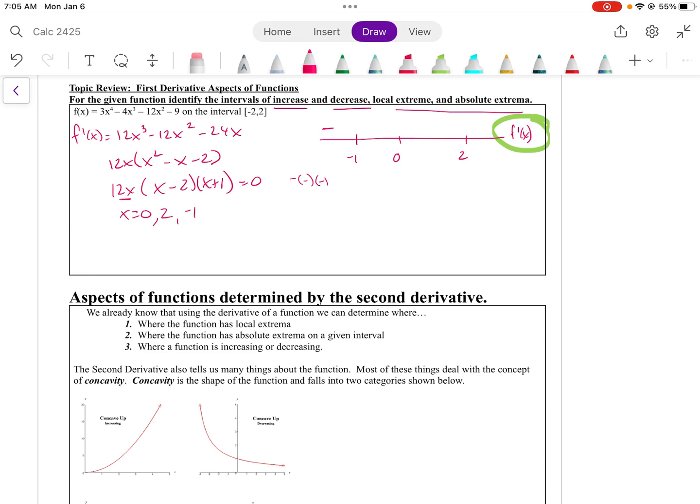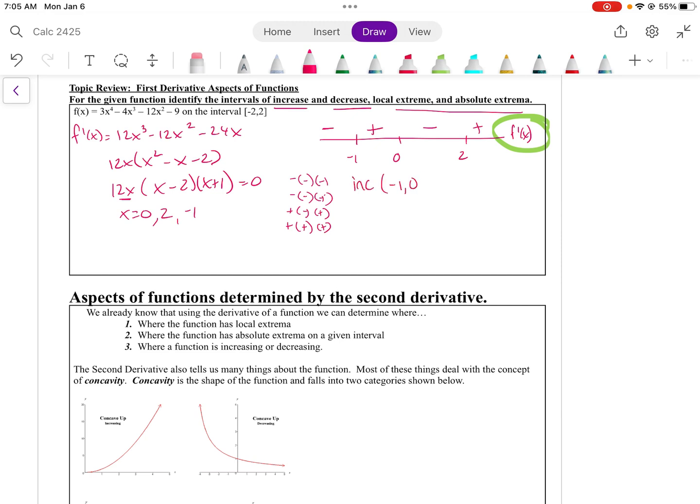Then I'm going to plug in like negative a half. The first term will be negative. The second term, if I plug in negative a half, will be negative. And the third term, if I plug in negative a half, will actually be positive. So that's going to become a positive number. If I plug in 1, it's going to be a positive times a negative times a positive, which will make it negative. And if I plug in 3, it'll be a positive times a positive times a positive, which will make it all positive.